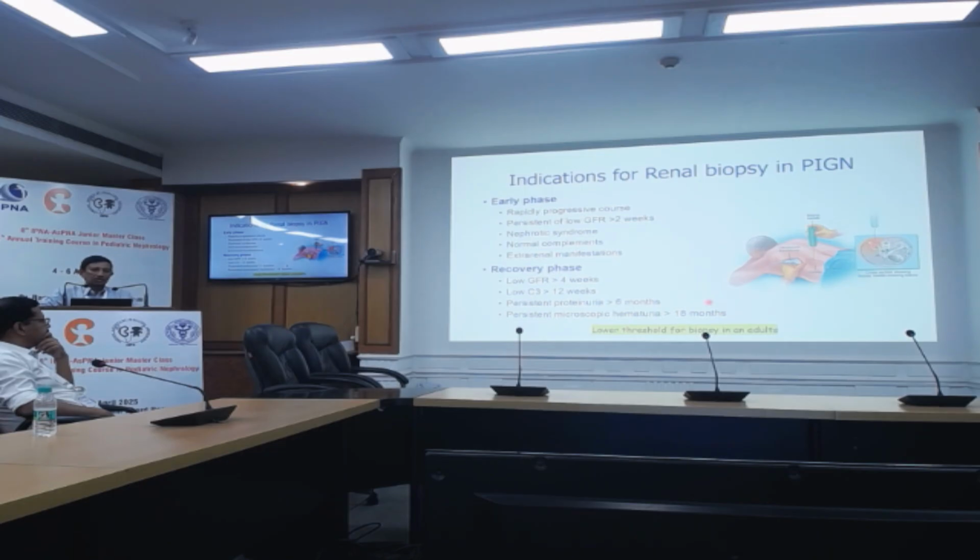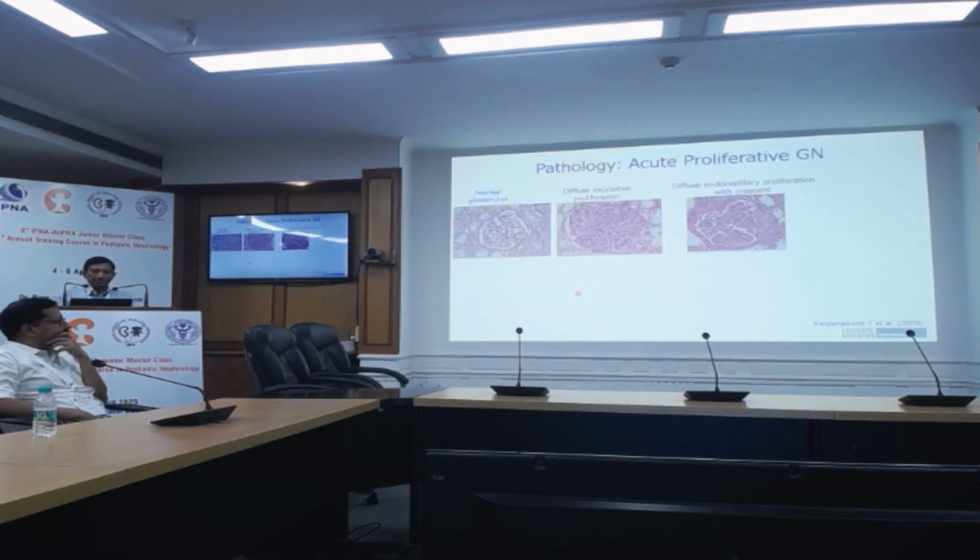So biopsy is generally not needed for the diagnosis of PSGN, but there are certain indications, both in the early phase as well as in the recovery phase of the disease. A rapidly progressive course, a persistently low GFR that persists beyond 2 weeks, patients presenting with nephrotic range of proteinuria, those who have a normal complement or those who have extrarenal manifestations, they should be biopsied early. Those in the recovery phase, if they have a persistently low complement beyond 3 months, or if they have persistence of proteinuria beyond 6 months, are important candidates for biopsy. For adult patients, the threshold for biopsy is usually lower.